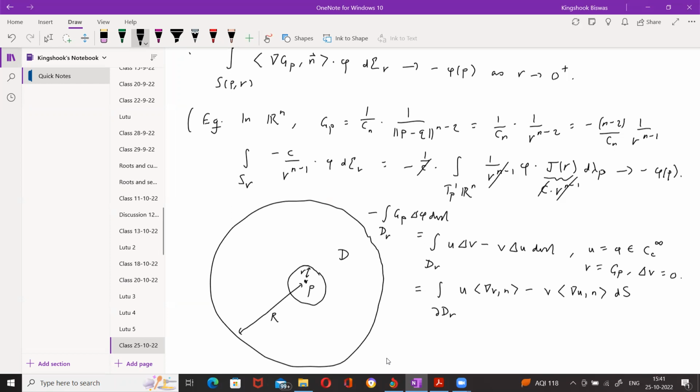So let me call this domain D sub r. And then the idea is you let r tend to 0, and you'll compute and you'll see that using the previous lemma, this integral will converge to minus phi of p. So let's do that computation. This is the idea.